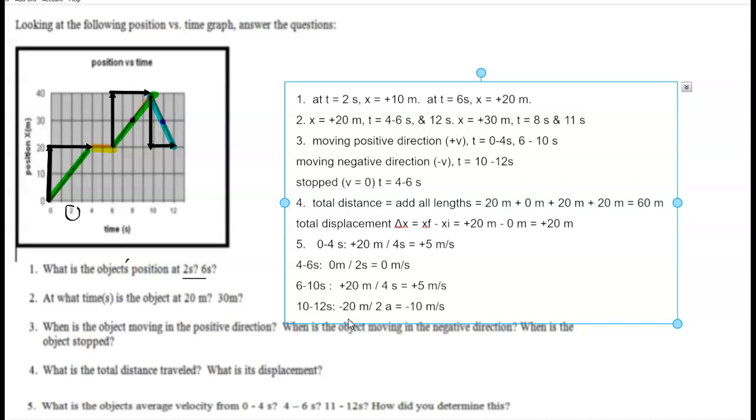So if we were ranking the one with the largest magnitude or size of velocity, it's that last segment because it covers 20 meters in 2 seconds, as opposed to the other ones where it takes 4 seconds to cover the 20 meters. So there you go. Those are the answers to that sheet, and I'm going to stop there because the video is getting long. So we'll come back with velocity versus time graphs.